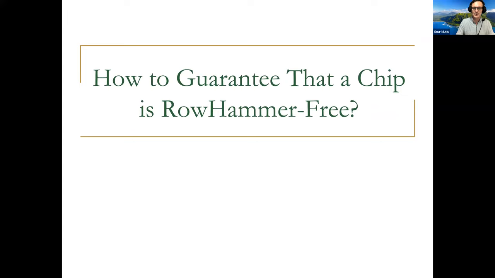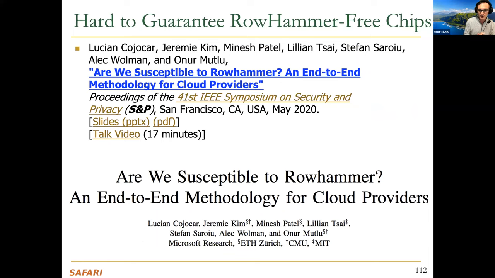We also asked the question, how do you guarantee that a chip is RowHammer free? I'm not going to cover this work. This is a work that we did with Microsoft Research folks, and there's a lot of interesting data over here. We explore the best RowHammering pattern from a general purpose processor here, for example. And we wanted to answer this question: can we really guarantee on a real system that we are not vulnerable to RowHammer? And the answer is no, basically. It's very difficult to come up with a test methodology that is exhaustive enough. And this will actually be exacerbated with our later studies that I'm going to talk about as well.